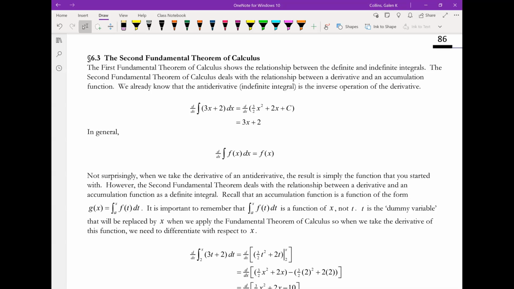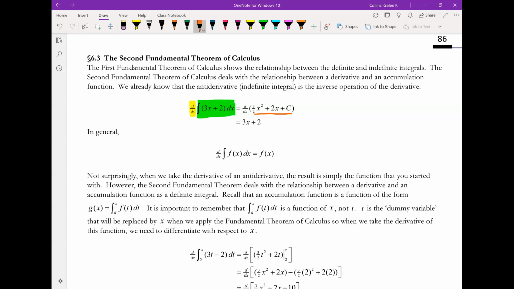So if I take the derivative, so remember d dx tells me I'm going to take the derivative with respect to x of this indefinite integral, or I could think of this as an antiderivative. Well, these things are going to undo each other. So if I find the function that is the antiderivative of 3x plus 2, we know that that function would be 3 halves x squared plus 2x plus c, some constant of integration.